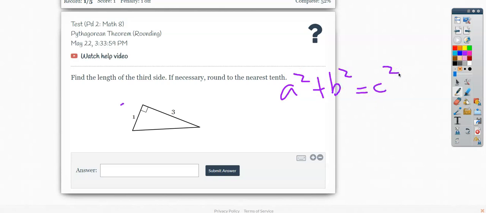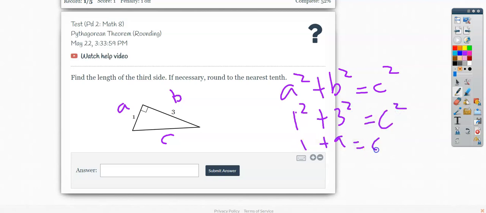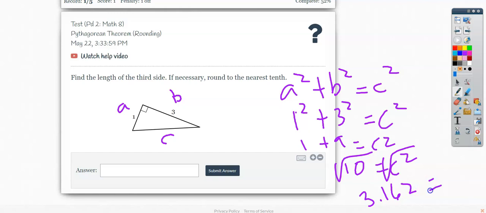One more time. Label your A, B, and C. Remember, A and B are the sides that touch the 90 degree box. The hypotenuse is on the other side. So 1 squared plus 3 squared equals c squared, or 1 plus 9 equals c squared, or 10 equals c squared, and square root both sides. Use your calculator. The square root of 10 is 3.162. And notice that the square and the square root cancel. I'm going to round that to nearest tenth, so 3.2.